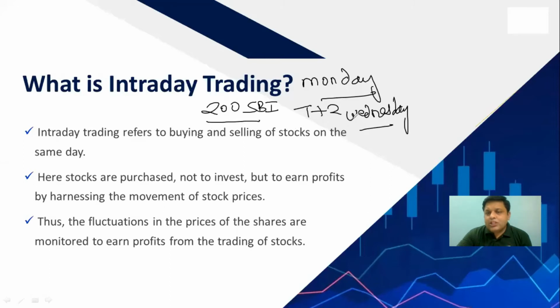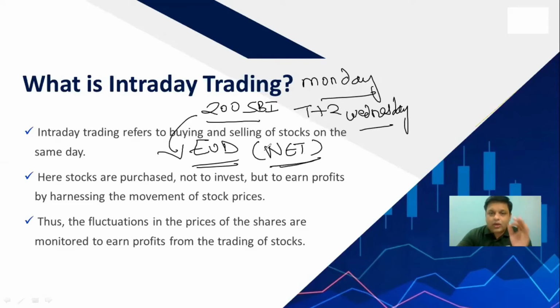What happens here is that on T plus 2 you are getting your delivery. Now please understand one thing: this calculation is done EOD, end of the day. When is this delivery going to be calculated? End of the day, and it is calculated on a net basis. So the first question is, what is the meaning of net basis? ये net basis होता क्या है? हम ये जो net basis की बात कर रहे हैं, ये होता क्या है?